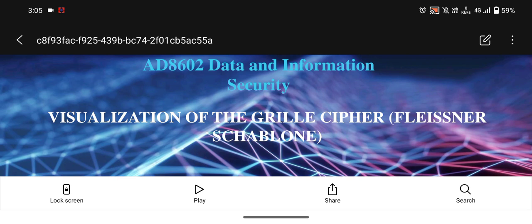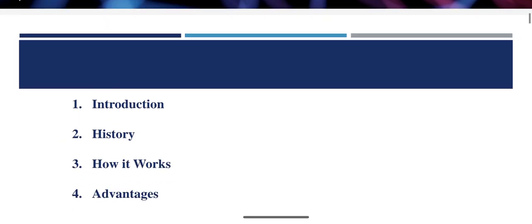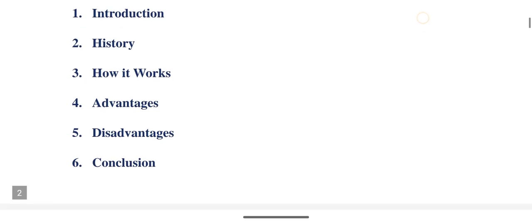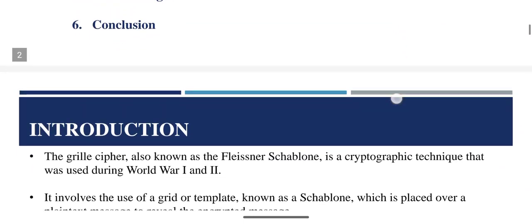AID 8602 Data and Information Security. Visualization of the GRILLE cipher, Fleissner Schablone. Introduction, History, How it works, Advantages, Disadvantages, Conclusion.